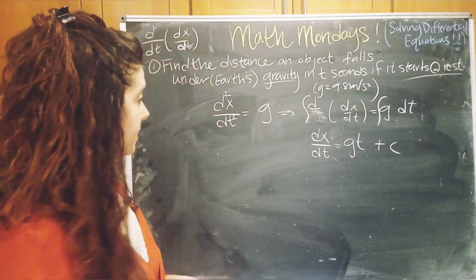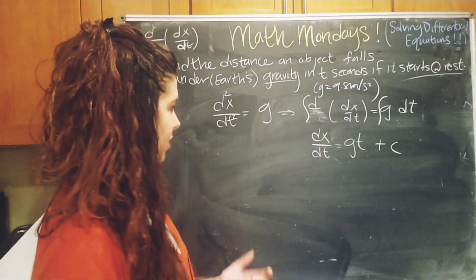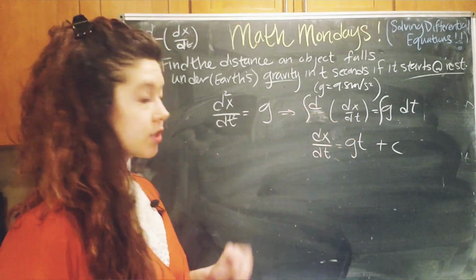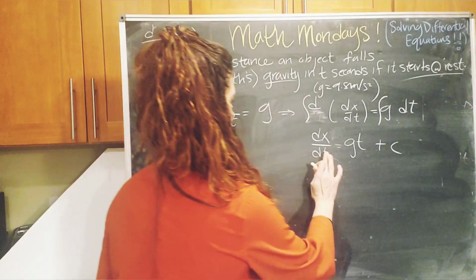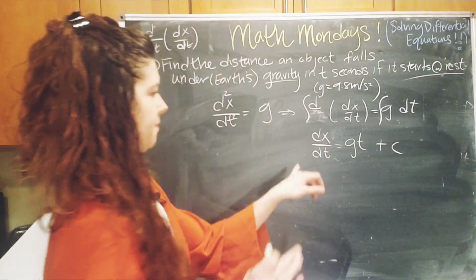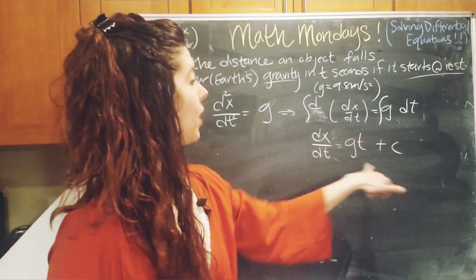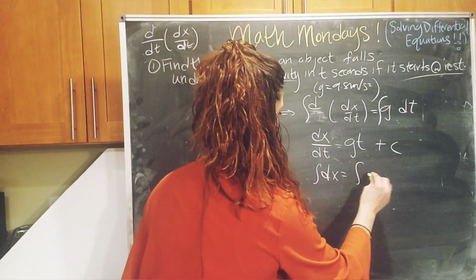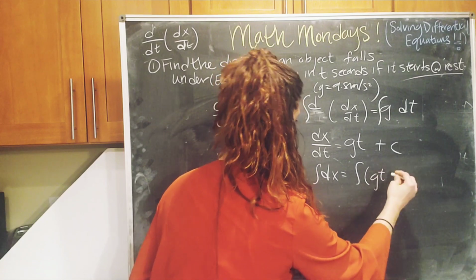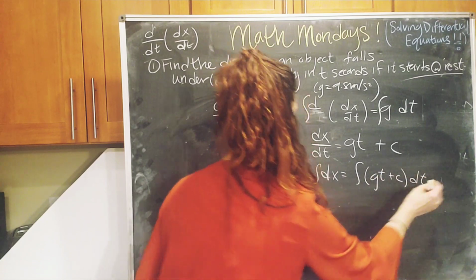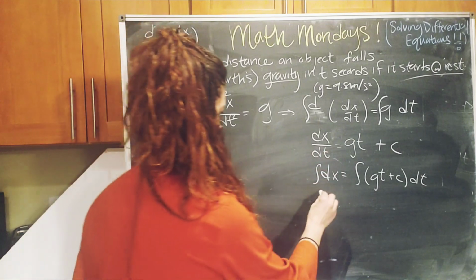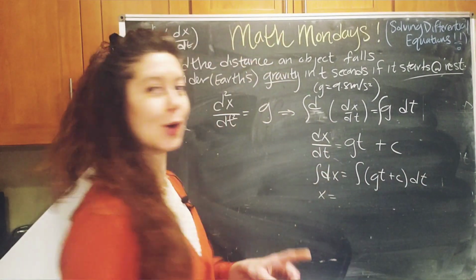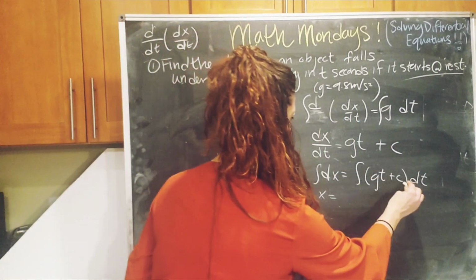Okay, and now since we still have a differential equation, we're looking for an equation for x. And so we want to do the same thing we just did. We're going to multiply both sides by dt. And since there's no x over here, we don't need to do anything else. So we're going to get the integral of dx equals the integral of (gt plus c) times dt. And so the integral of dx is just going to be x, and again, plus c, but we'll just shove that constant into the constant on the right side. I should say c1.